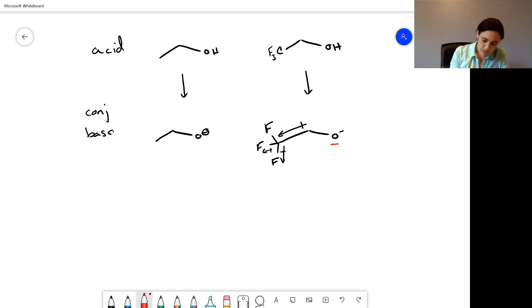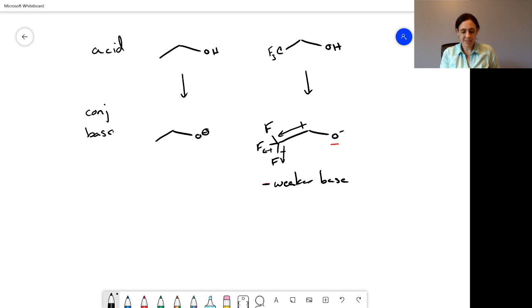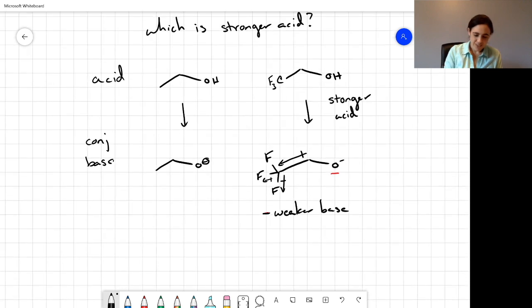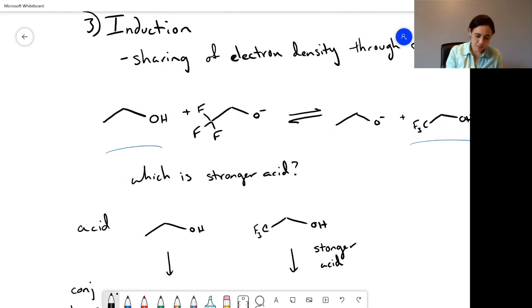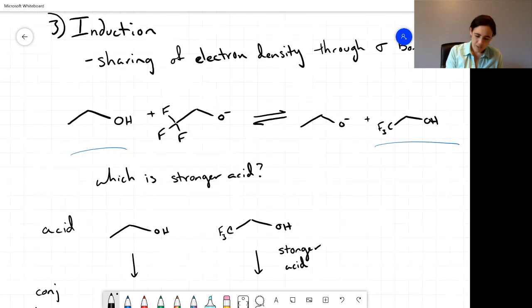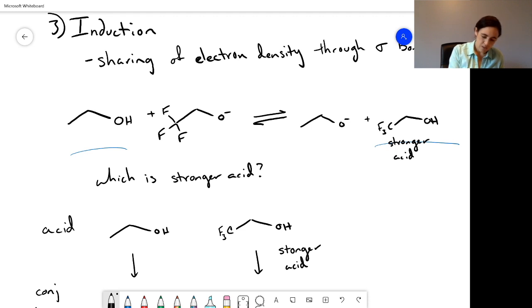So therefore, this is better able to stabilize the charge, and this will be a weaker base, which makes this our stronger acid. All right, so if we come back up to our equilibrium, this is our stronger acid. Therefore, this side will be favored.